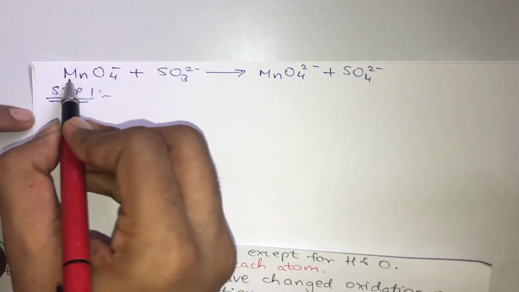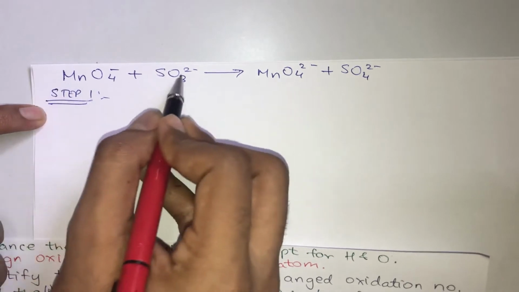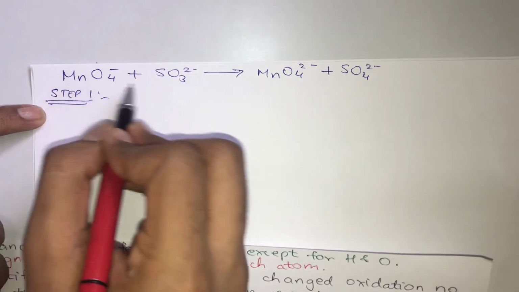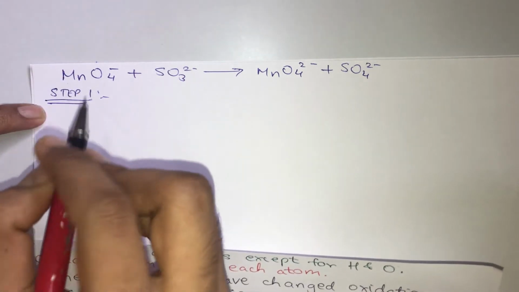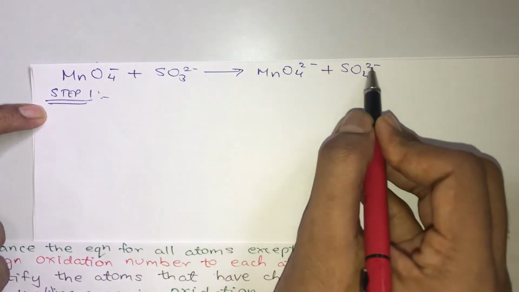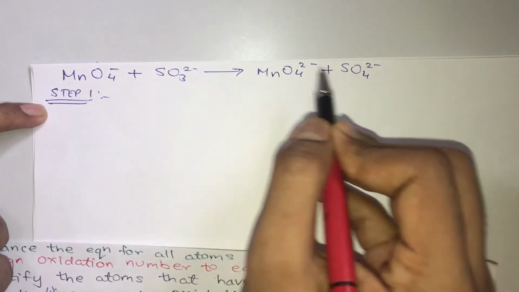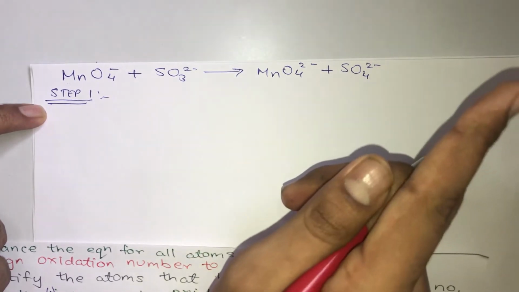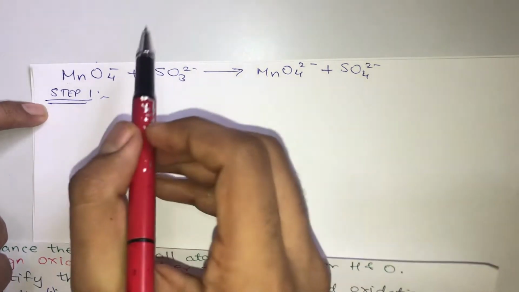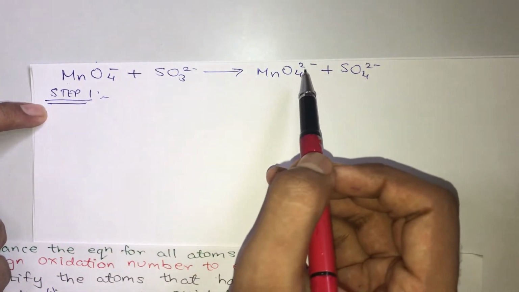So how many manganese atoms are there on the left hand side? There is only one manganese atom. Am I right? On the left hand side there is only one manganese atom. And on the right hand side, how many manganese atoms are there? Again on the right hand side also there is one manganese atom. So can I say that the number of manganese atoms on the left hand side is equal to the number of manganese atoms on the right hand side?